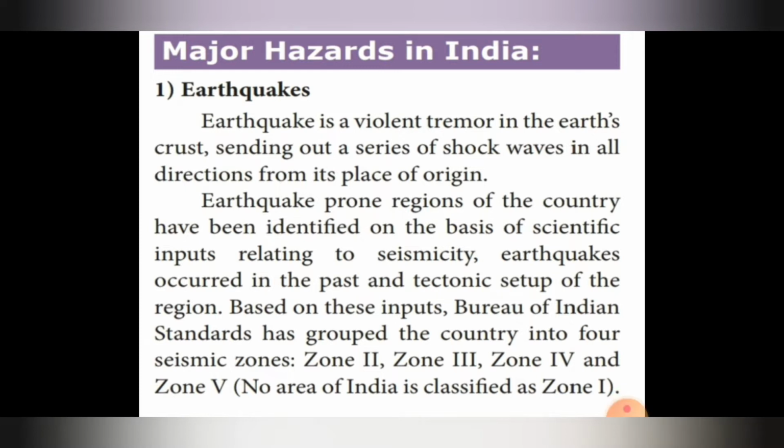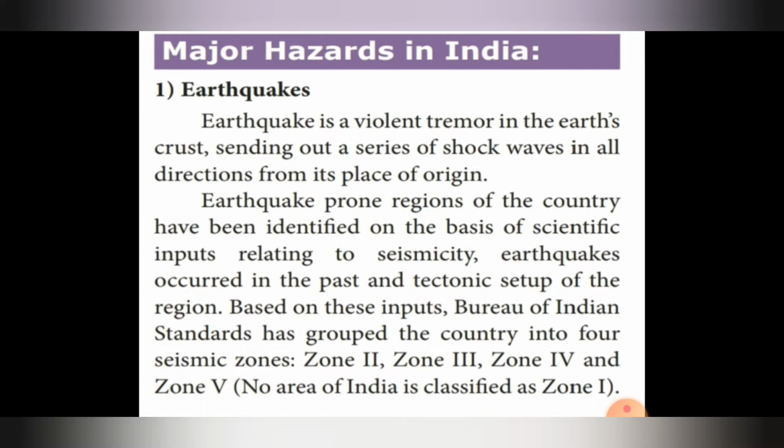Earthquake is a violent tremor in the earth's crust, sending out a series of shock waves in all directions from its place of origin. So what is an earthquake? It is a violent tremor, a very terrible shaking, which happens on the earth's crust. So it happens on the surface of the earth. Okay, earth crust we all know, right? Crust, mantle, core, you would have studied in 6th standard, right?